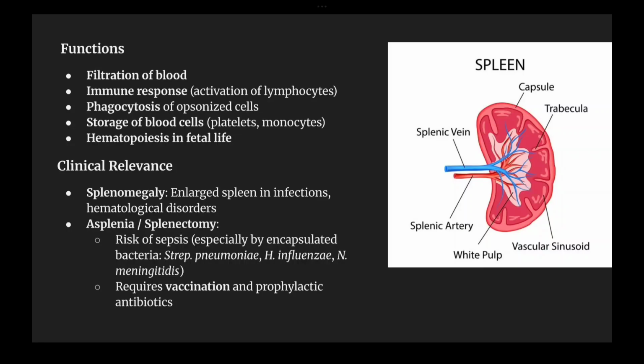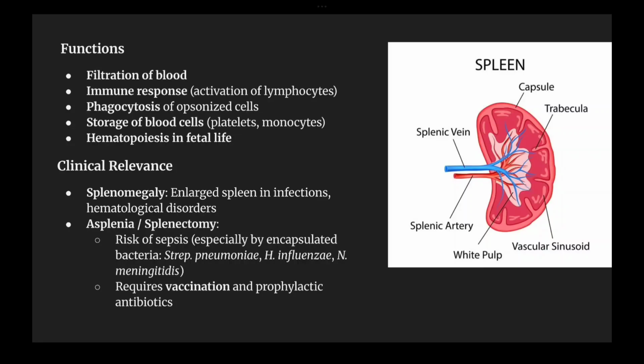Now, what are the different clinical aspects that you're going to see in the spleen? There is an enlarged spleen that is caused due to infection or some hematological disorders. The spleen might be enlarged and cause splenomegaly. Splenectomy is done to remove the spleen. So this is a surgical procedure wherein the spleen is removed. If the spleen is removed, there are chances of sepsis.